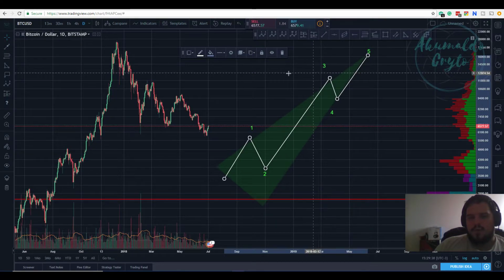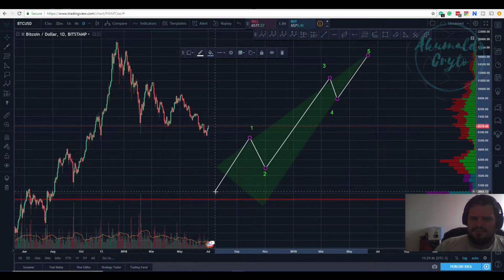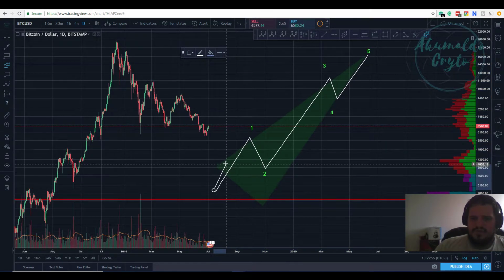This impulse wave is also called a 5-3-5-3-5. Why? Because always when we have an impulse wave, we have 1, 2, 3, 4, 5 as well. As I said in the previous video, this is the fractal nature. This is the fractal structure of Elliott waves. We have also five waves inside of the first wave.